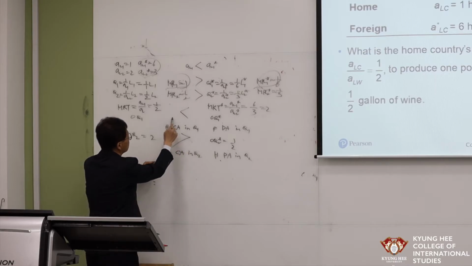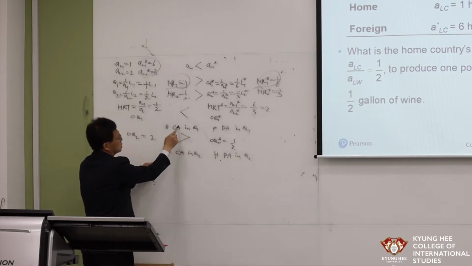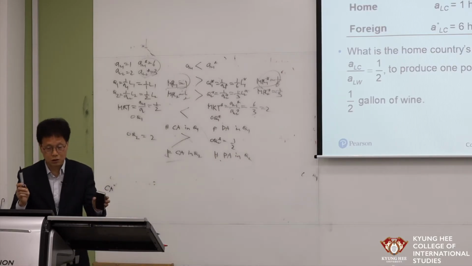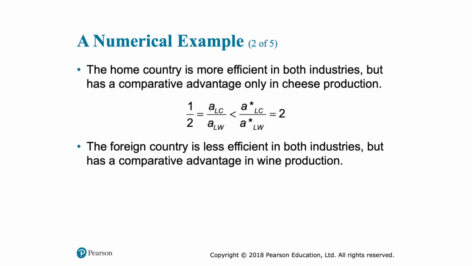Or the home country has comparative advantage in Q1 and disadvantage in Q2. The foreign country has comparative advantage in Q2 and disadvantage in Q1. Right? That can be calculated. So now think about that: the home country's opportunity cost of Q1 in terms of Q2 is half, and the foreign opportunity cost of Q1 in terms of Q2 is 2. So the home country's opportunity cost is cheaper than foreign. So the foreign country has comparative disadvantage in Q1, and the home country has comparative advantage in Q1 production. Right?